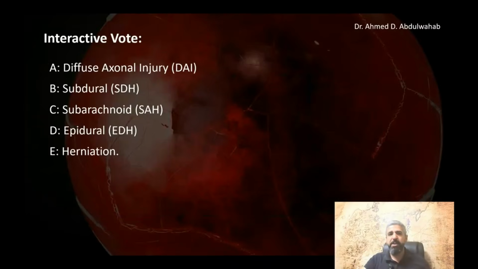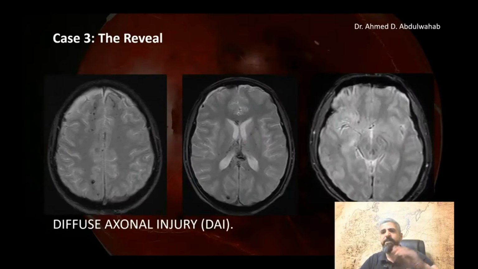Is it A, diffuse axonal injury, B, subdural hemorrhage, C, subarachnoid hemorrhage, D, epidural hemorrhage, or E, herniation? And the correct answer is diffuse axonal injury. The clinical radiologic mismatch is important. The high velocity microhemorrhage, poor prognosis.